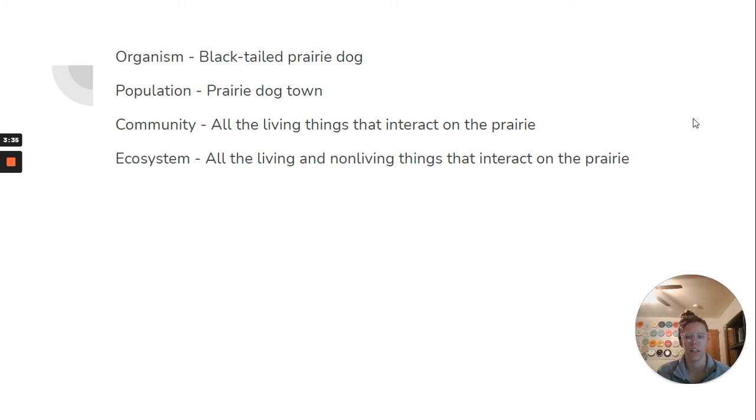So, for example, an organism would be a black-tailed prairie dog, so again, in the prairie area. A population would be a prairie dog town. Community would be all the living things that interact on the prairie, and an ecosystem is all the living and non-living things that interact on the prairie.